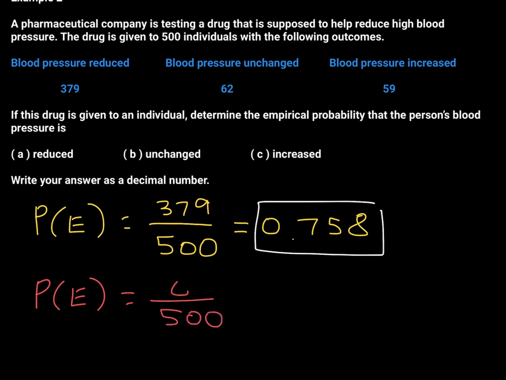But 62 people, after taking the drug, had their blood pressure unchanged. This as a decimal is 0.124. So, this is good news. As a percentage, this is a little bit more than 12% of a chance that the drug will basically not do anything for you. Your blood pressure won't go up, but it also won't go down.